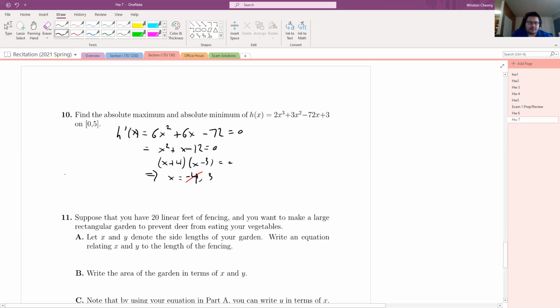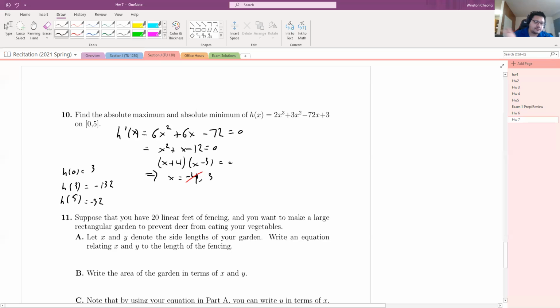And so all we have to plug into are, I'm going to list them in order, h of 0, h of 3, and h of 5. So we found all the values that we need to test on. We just then test them by plugging into our original function. And in this case, I use the calculator for this because 72 is a pretty terrible number to multiply against. But I'm going to get 3, negative 132, and negative 32.